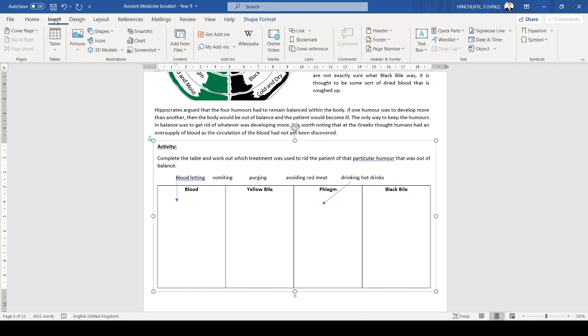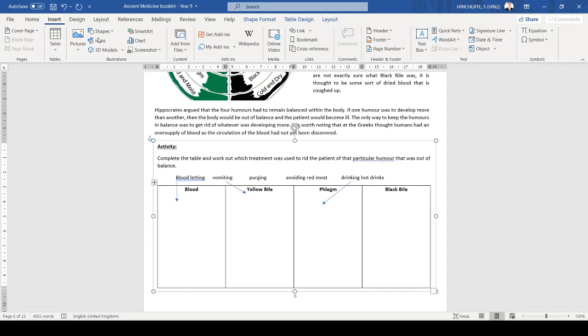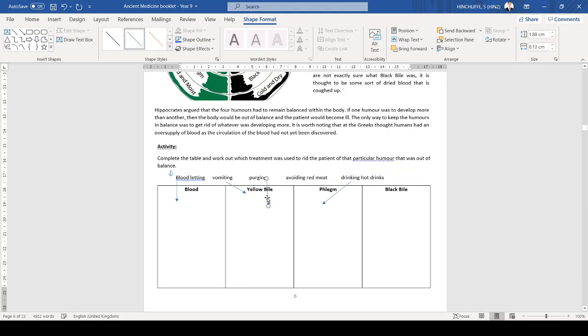Vomiting, obviously, links to yellow bile. You've got too much yellow bile, so you need to get it out. So make yourself be sick. Purging. If you don't know what purging is, it basically is to get rid of things in your system, which could be both ends. So you could have natural laxatives, or again, any way to make you be sick. So purging goes with yellow bile. It's also going to go with black bile as well.